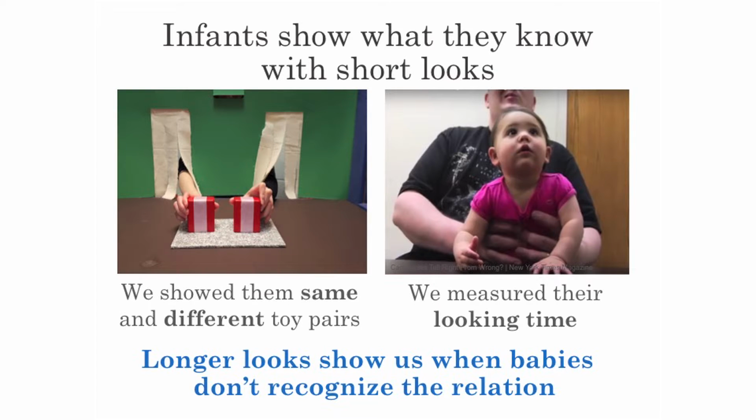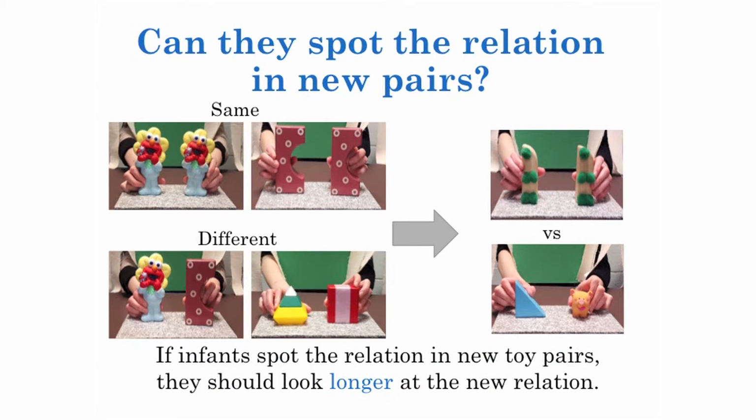We taught them the most basic abstract relations, same or different, and then based on their looking at test, we could judge what they had learned. Let me show you an example of what that looks like in the lab. So they start by comparing examples of the same relation across different objects, same or different. At test, they see a mix of these relations, but with brand new items.